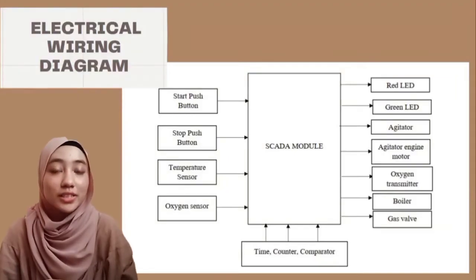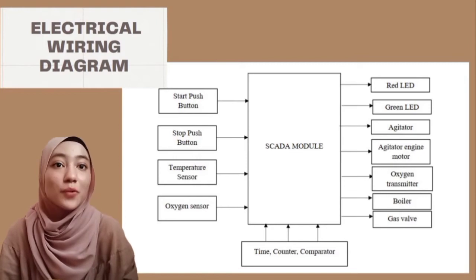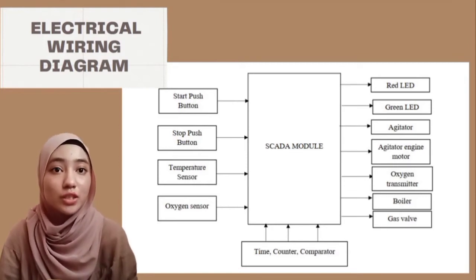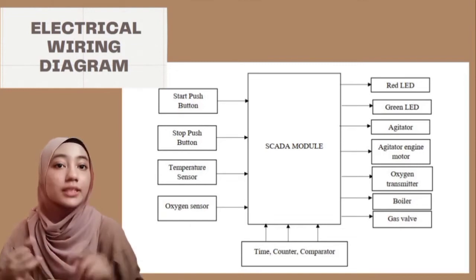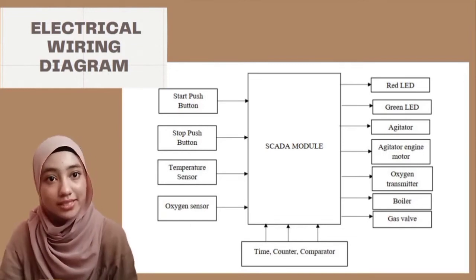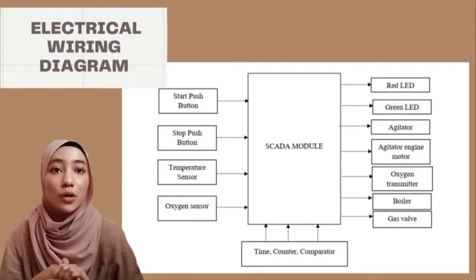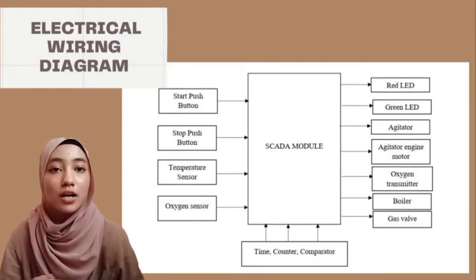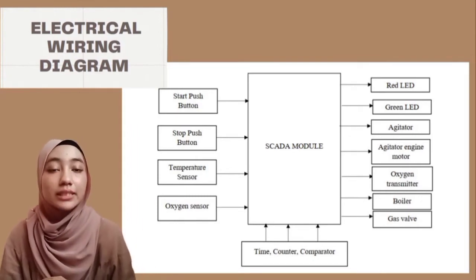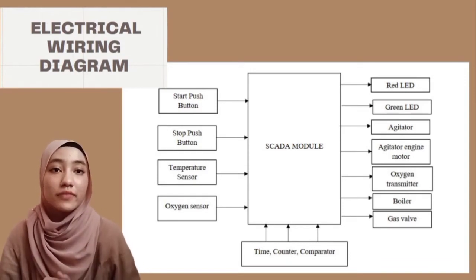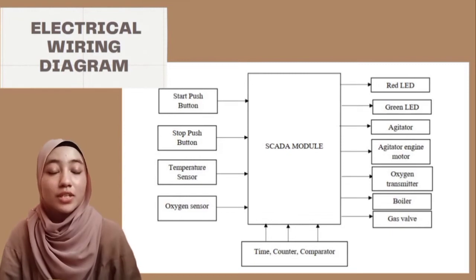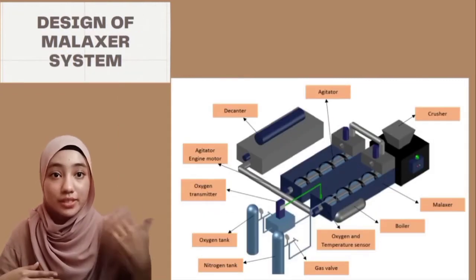So now let's continue our presentation with the electrical wiring diagram. For our electrical wiring diagram, we have 4 inputs, which are start, stop, push button, temperature and also oxygen sensor. And for our output, we have 7, which are red LED, green LED, agitator engine motor, boiler, gas valve and also oxygen transmitter. So now let's move to the design part.